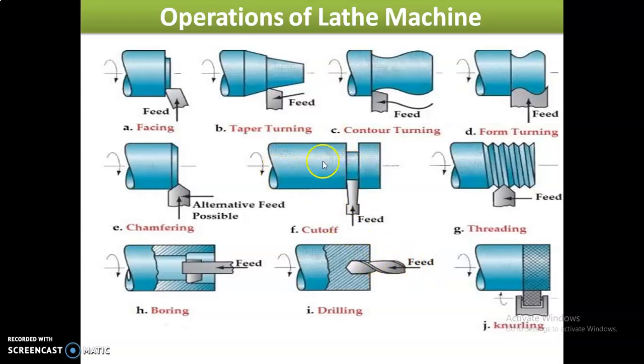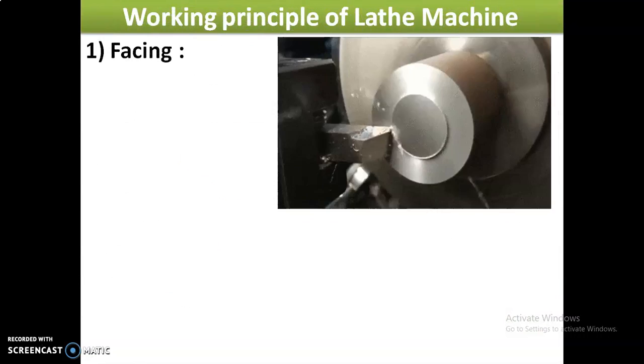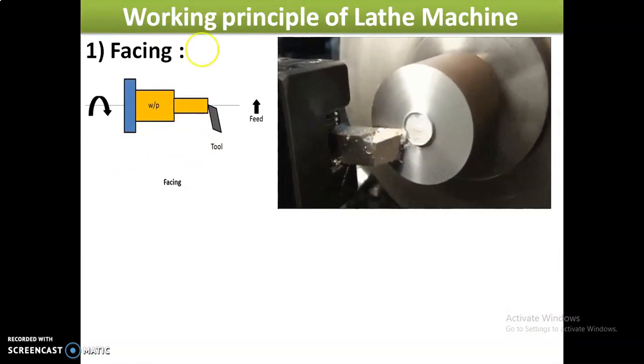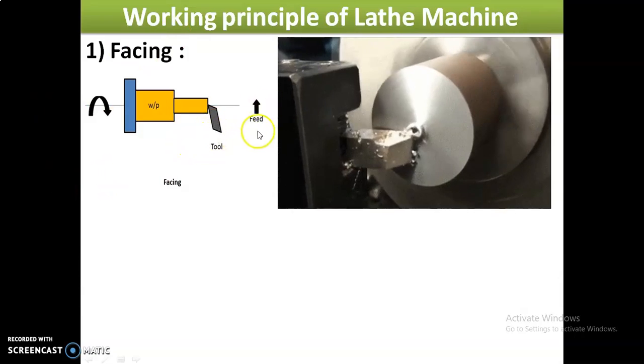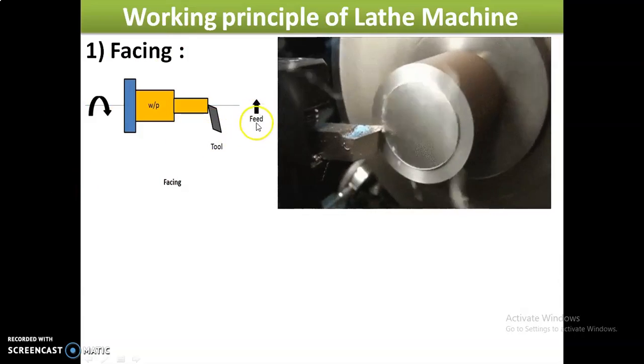Now let us see the various operations that we perform on the lathe. They are facing, turning, drilling, boring, reaming, knurling, etc. We will see them one by one in the next slide. Now let us see the first operation, that is facing operation. This is a facing operation diagram. See here, this is a cutting tool and this is the cutting tool feed direction.